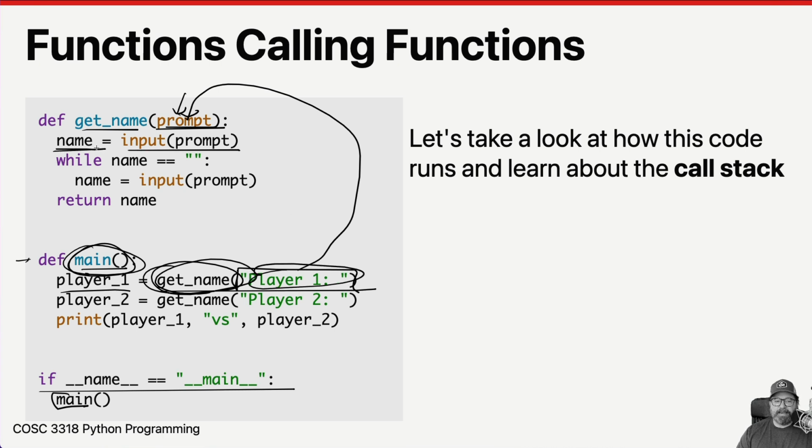It gets assigned a name. It checks to make sure it's good. Then it returns that name. So we have a name inside player one. We do the same thing for player two. We get a value for player two. And then it prints out the two local variables, player one versus player two.